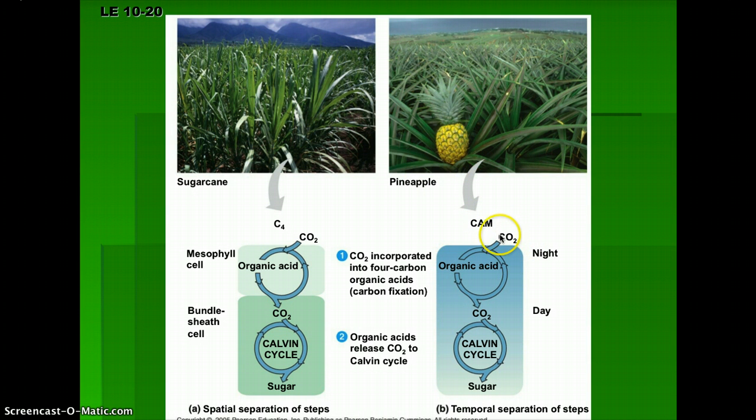So at night, CO2 comes in, it's fixed into organic acid, and then in the day, when the stomates are closed, the organic acid will release carbon dioxide into the Calvin cycle, where then the sugar will be made. So where the C4 pathway was a spatial separation, in a CAM pathway, it's a temporal separation. During the day, the stomates are closed, and at night, the stomates open up when it's cooler for these plants, and they take in carbon dioxide gas and fix it into a 4-carbon organic acid that will later in the day release that carbon dioxide molecule into the Calvin cycle.